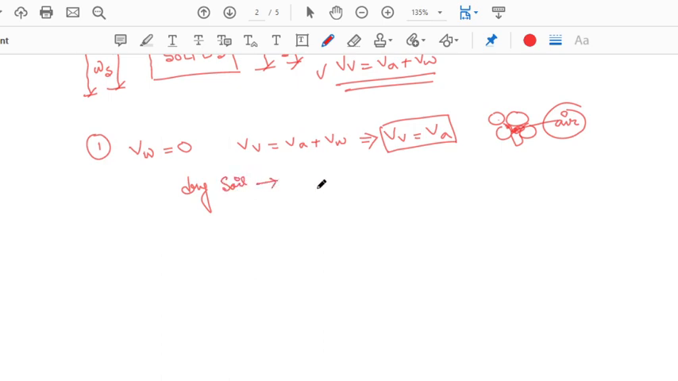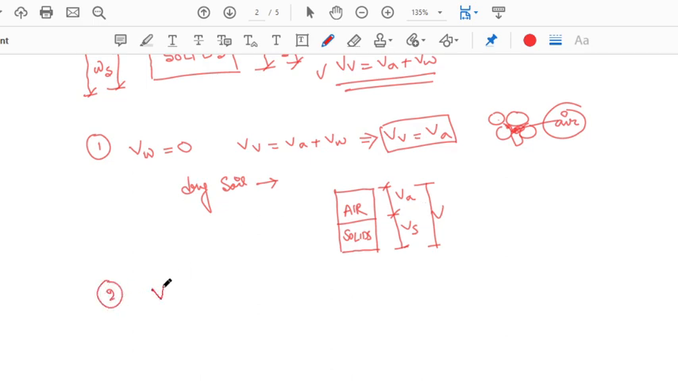If someone asks me to represent it in terms of a phase diagram, there will be no water, only air and solids present. So this is the volume of air and volume of solids, which comprise the total volume. Fine. And the second case we can consider is when the volume of air is 0.